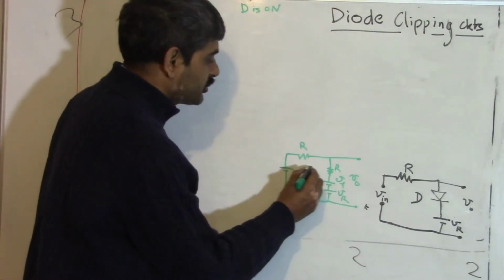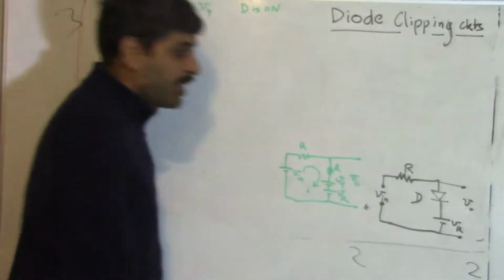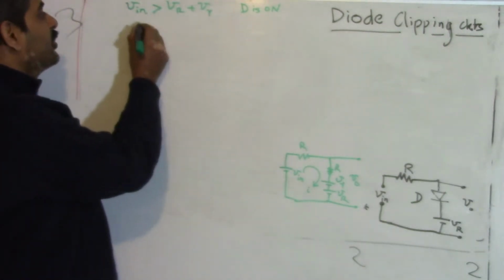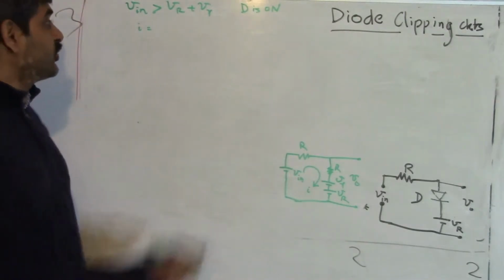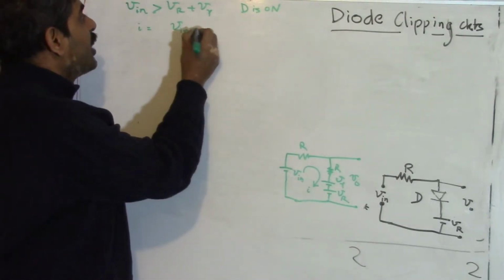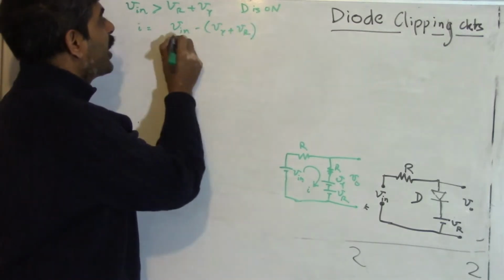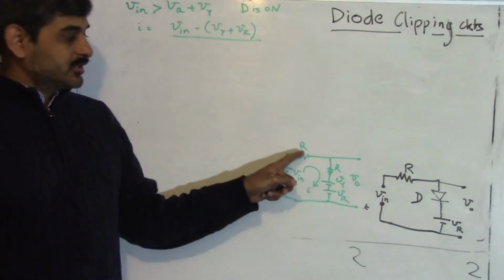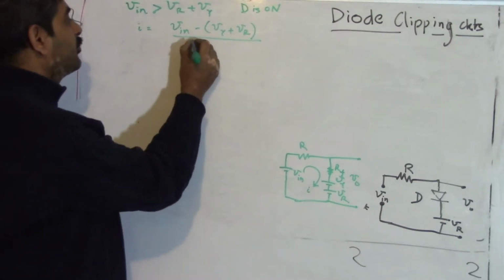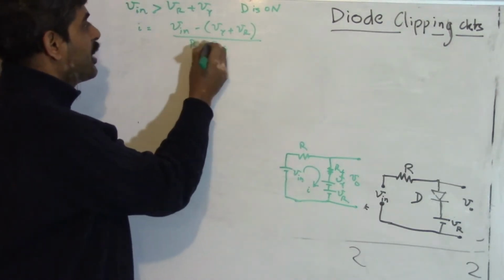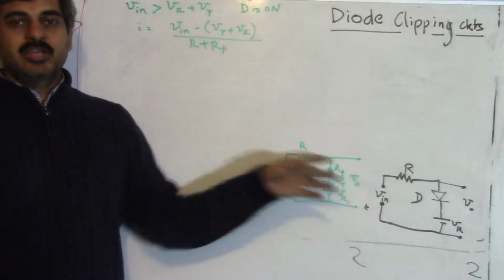To do this, we use the Kirchhoff law. Let's assume that there is a current I flowing in this loop, and this current I will be given by this voltage V in minus the sum of these two voltages. I write V in minus (V gamma plus VR) divided by the total resistance R plus, we call it RF, R plus RF.